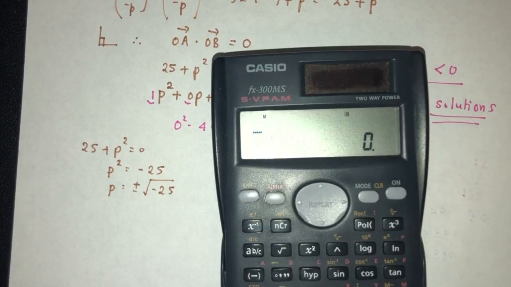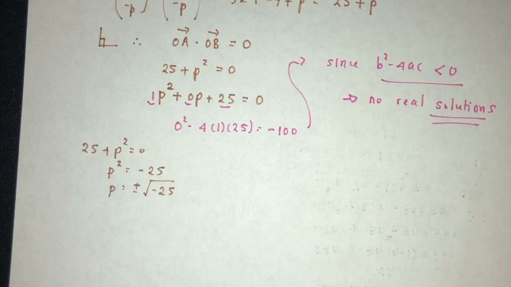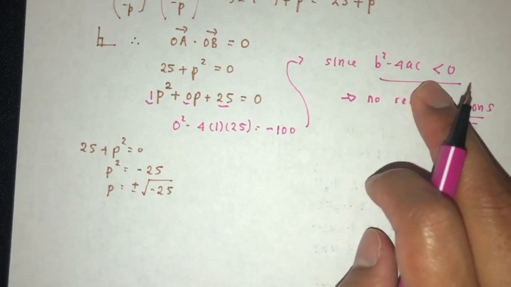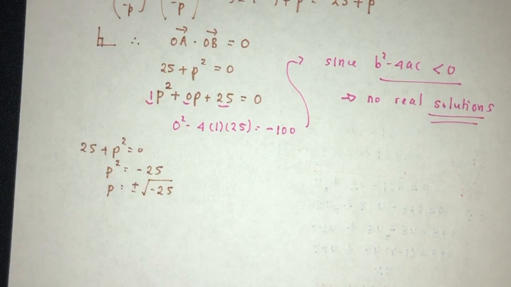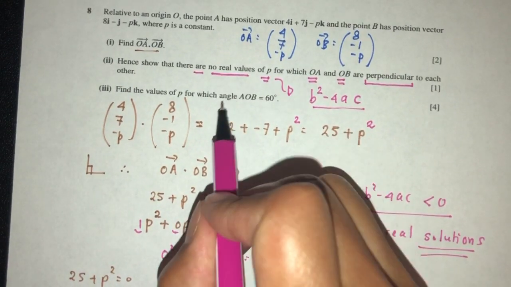Now if you were to perform this, root of minus 25 is an error, because it is not a real solution. It will be in the imaginary solution part. So again, we have to show this one here to show there is no real solution. Now for part 3, we have to find the values of p for which the angle is this.